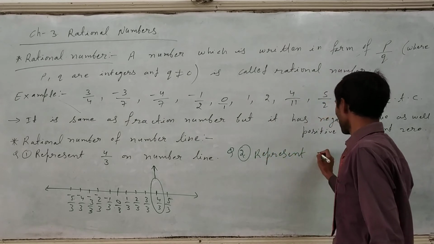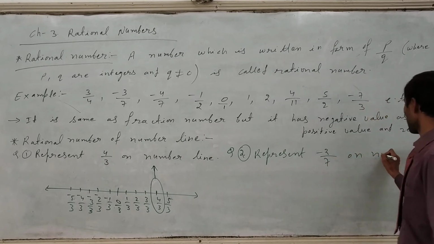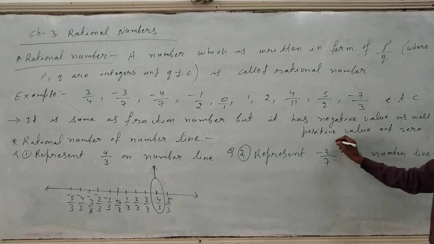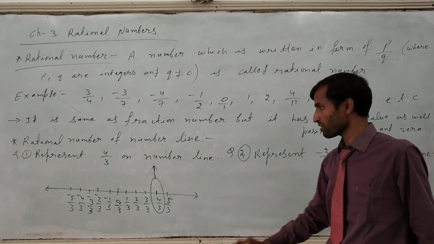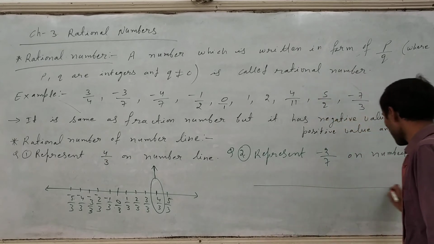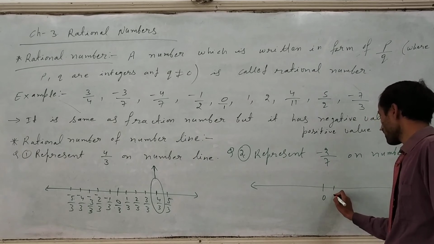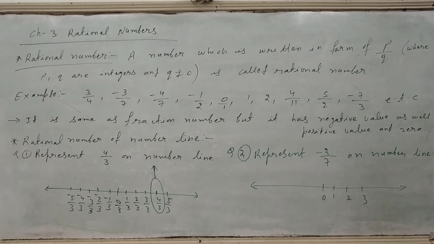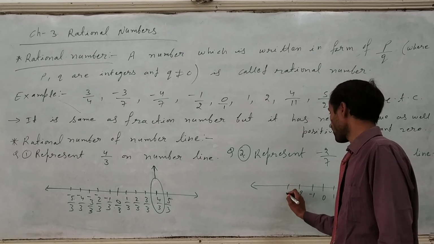Represent minus 2 upon 7 on the number line. So we have to represent this minus 2 upon 7 on the number line. How to represent? The same process we have to apply here also. Just make a number line and put 0, and this side is positive 1, 2 and 3. The numerator is 2, so we write down up to 3. Negative also we write down: minus 1, minus 2, minus 3.